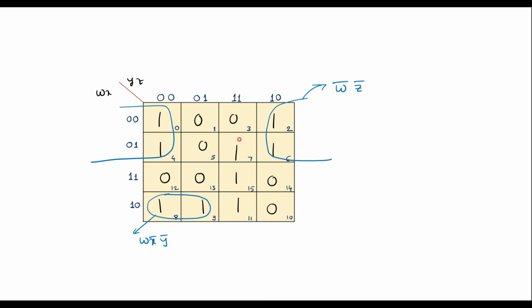Now let me group these two ones. The value of this will be, here the common term is x, here it is yz. It is x, y, z. Now this one can be covered either with this or with this. Let me cover with this. The value of this will be W x bar z.